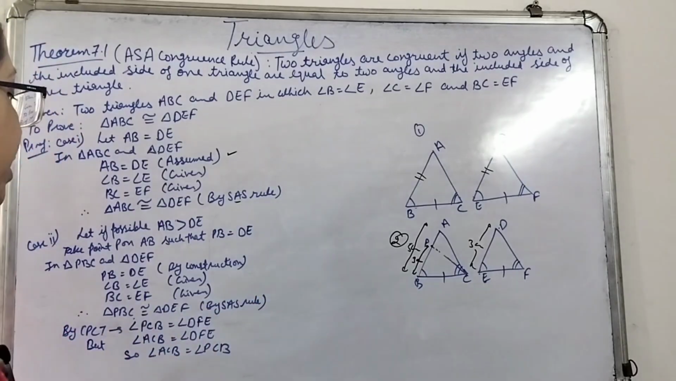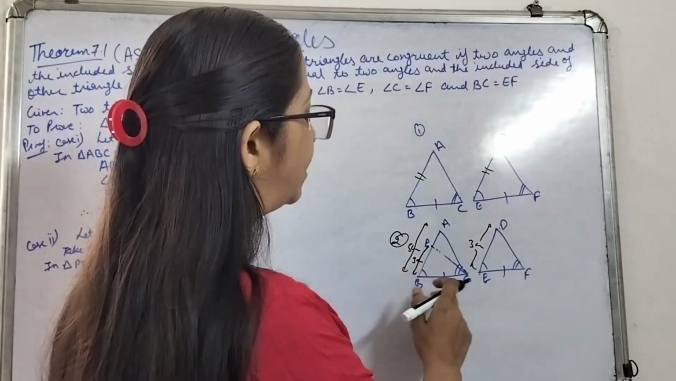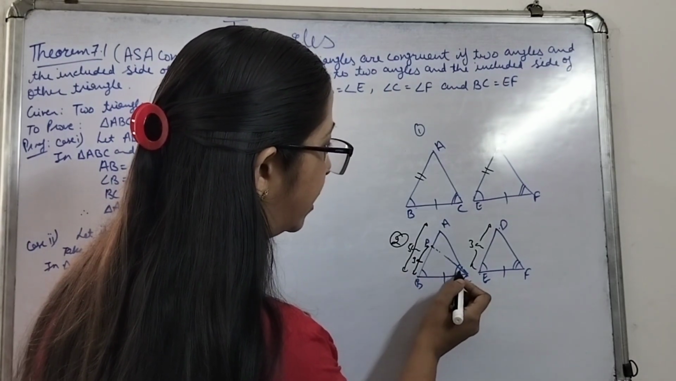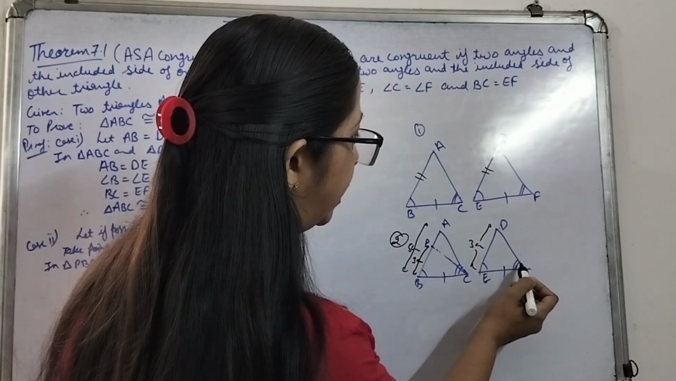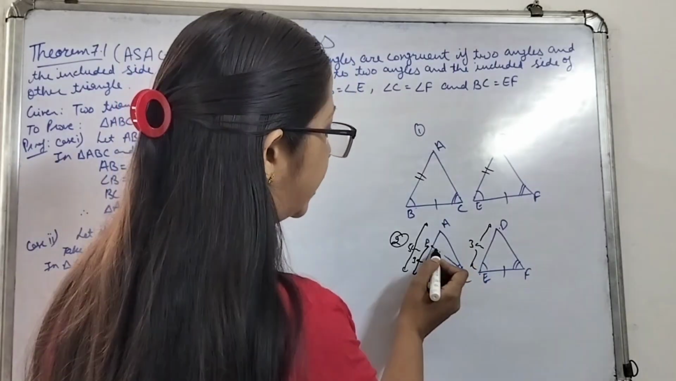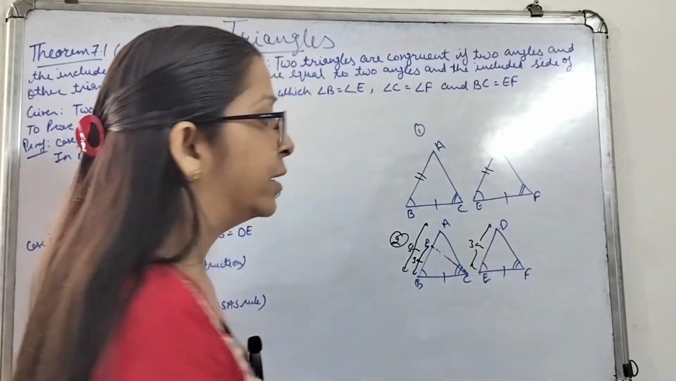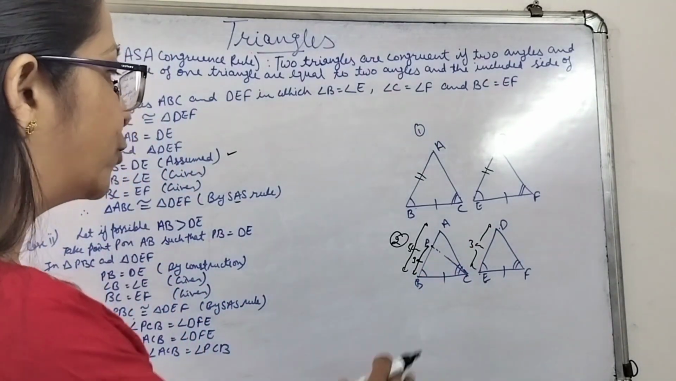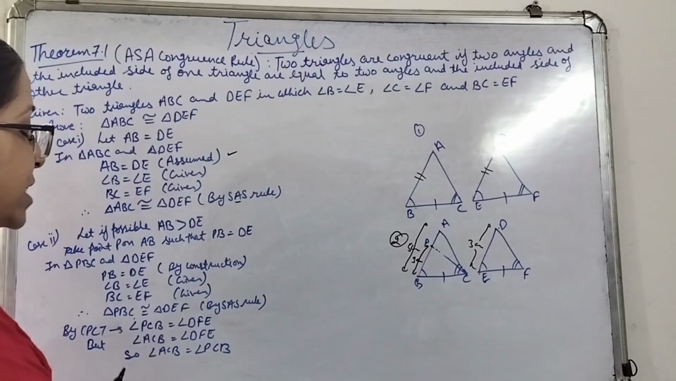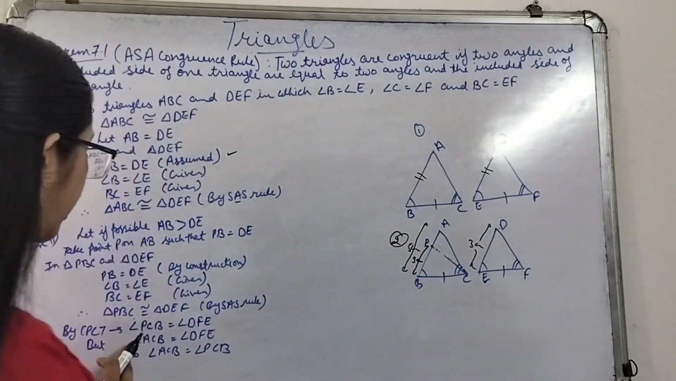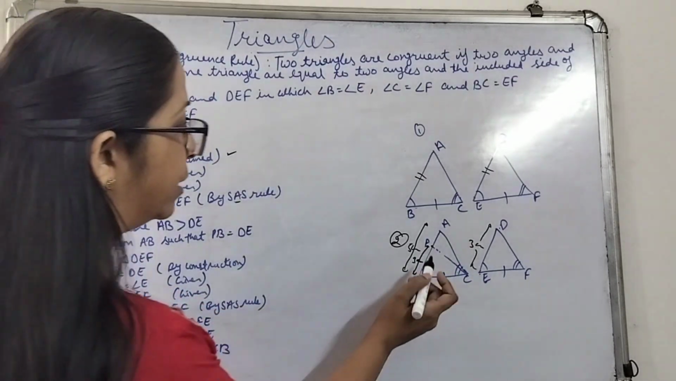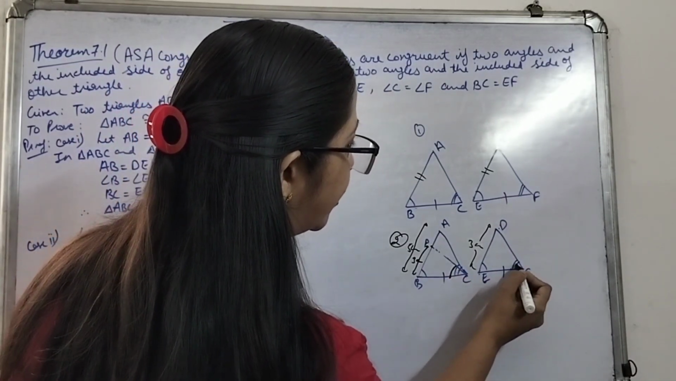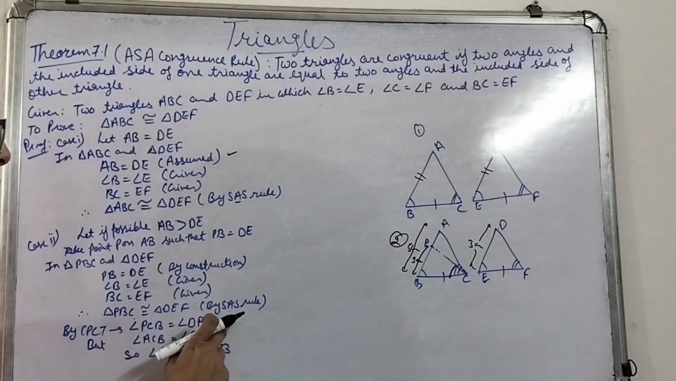And if these two triangles are congruent, by CPCT what can we conclude? That this angle, angle PCB, will be equivalent to angle DFE. Remaining corresponding parts will also be equal once the triangles are congruent. So by CPCT, we can say that angle PCB is equivalent to this angle, angle DFE.